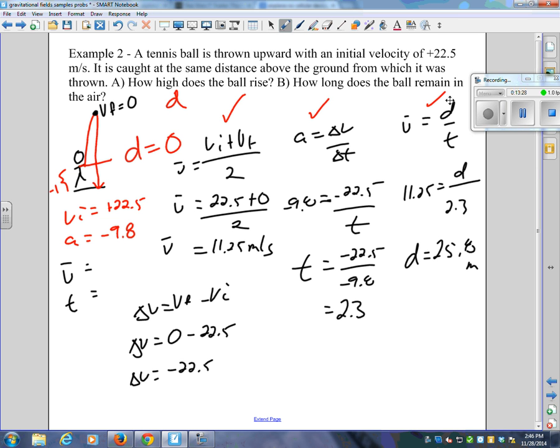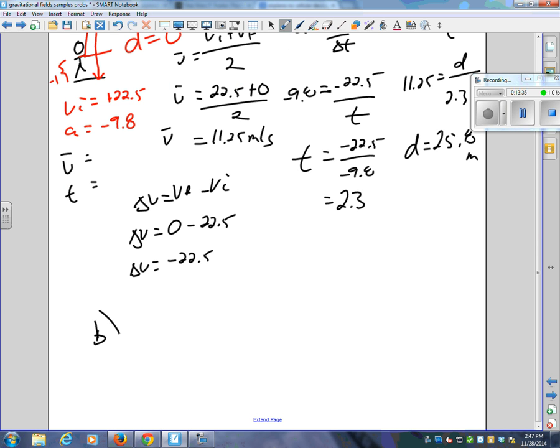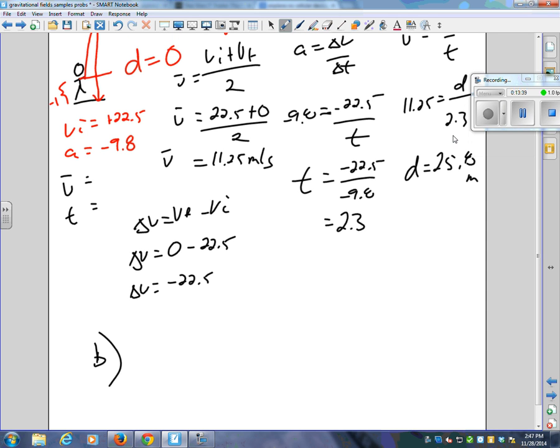How long does the ball remain in the air? This is part B. I'm going to put that down here and label it B. Is this a continuation from another day? Because those numbers look familiar. No, we're just doing some sample problems here, Lucas. I think it's question 2, isn't it? On that sheet that I just handed you.